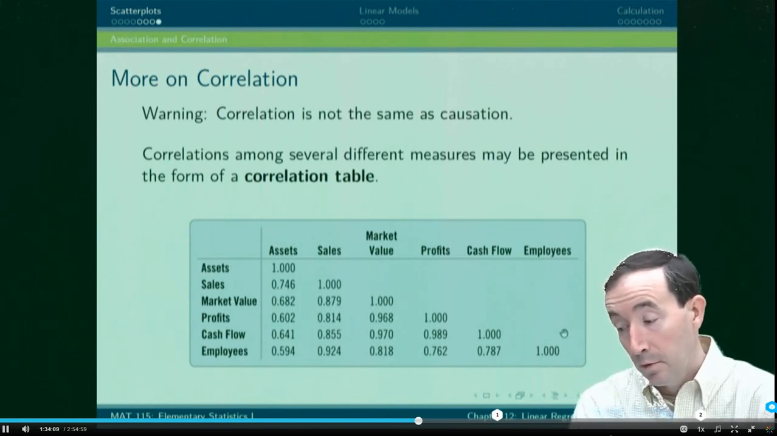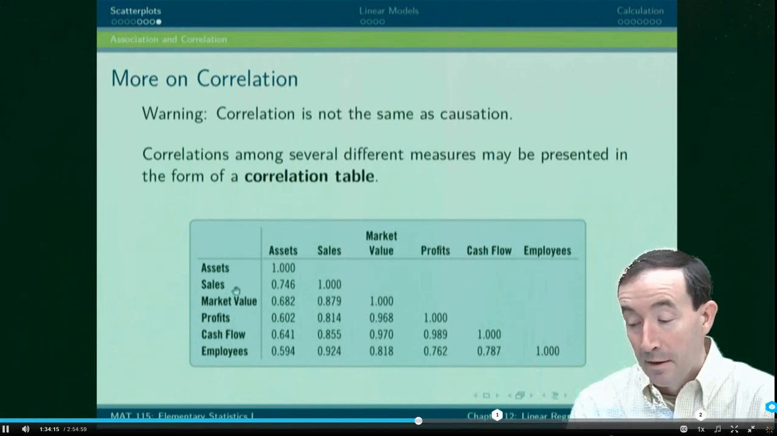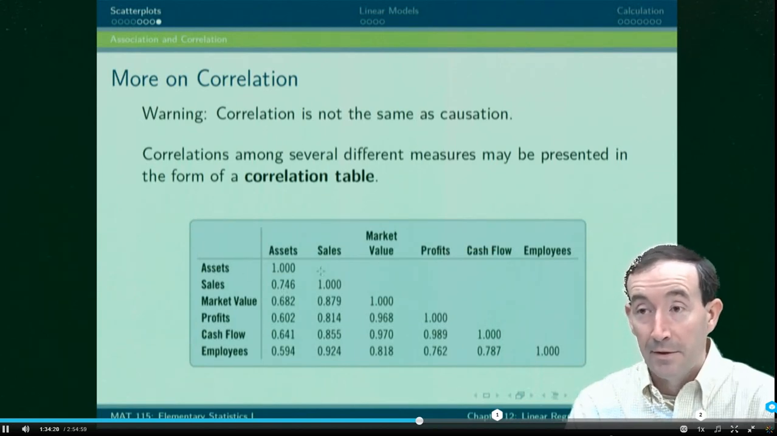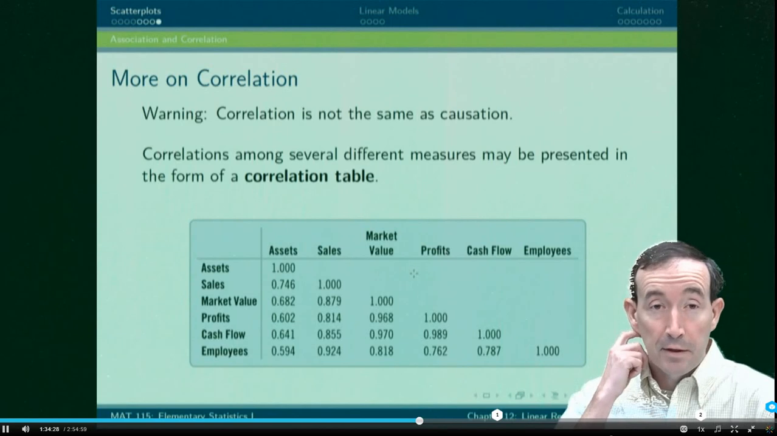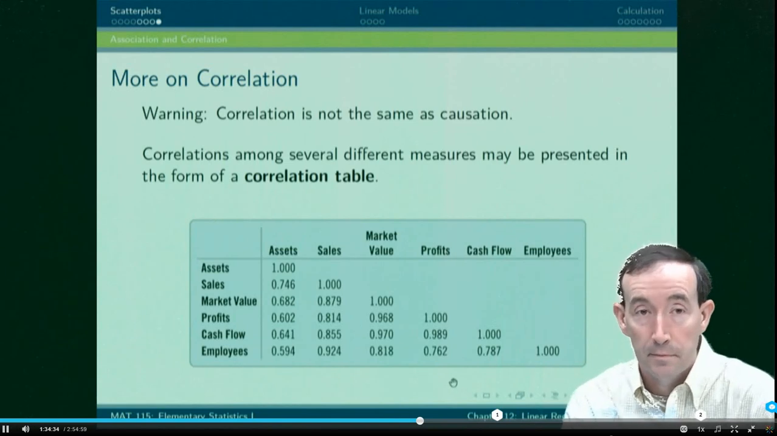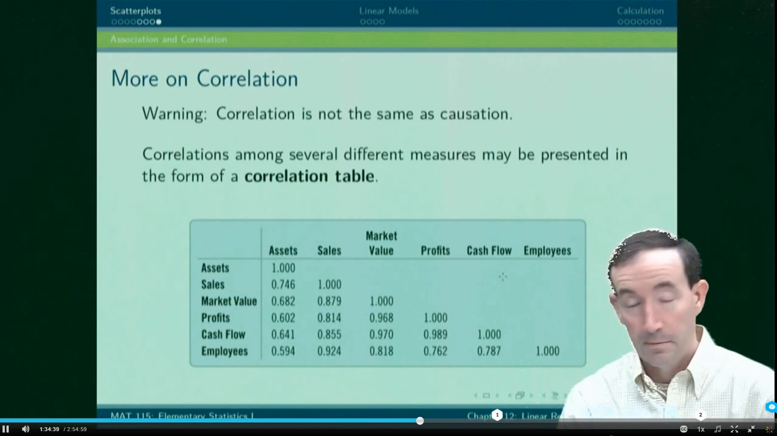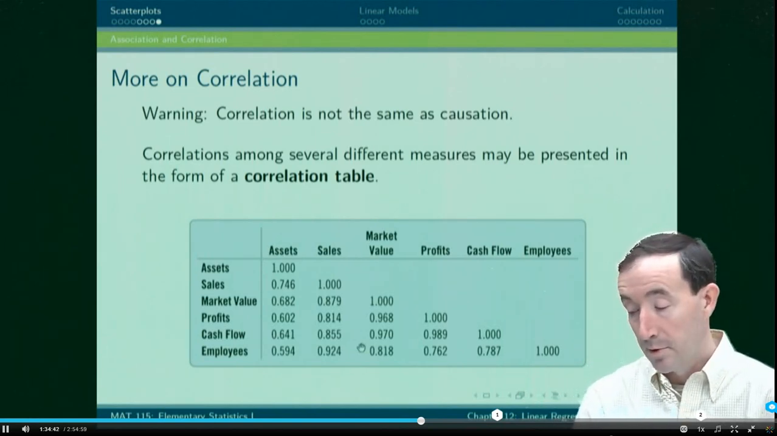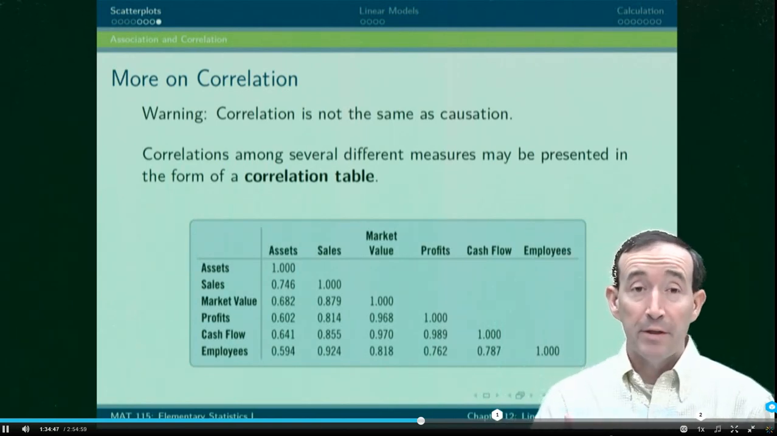You'll notice in this particular example, the upper half of this table is empty, and that's because if sales and assets have a correlation coefficient of 0.746, then assets and sales will have exactly the same correlation coefficient, 0.746. So there's no point in showing it in both directions. It's going to be perfectly symmetric, so we really only need to fill in one side. In this case, we chose the lower triangular portion. Those of you who work with matrices, this is a lower triangular matrix, and you can think of the upper part as irrelevant here. It's the mirror image of this. All right. So that's what correlation is.